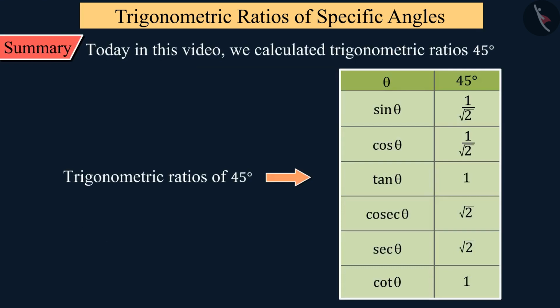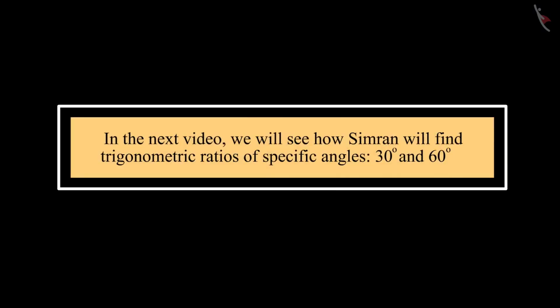Today in this video, we calculated trigonometric ratios of 45-degree angles. In the next video, we will see how Simran will find trigonometric ratios of 30 degrees and 60 degrees angles.